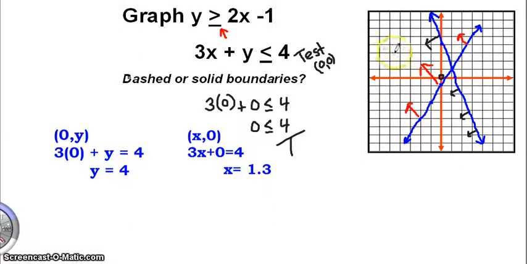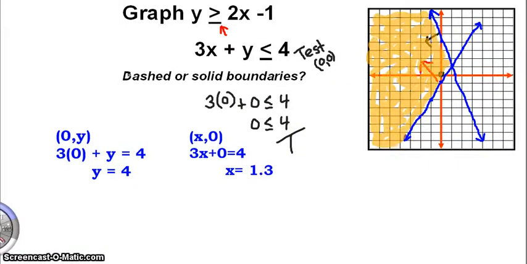So what I'm interested in is right here where the shading overlaps together. So here's what the shading looks like when it comes together. And that's the overlapping shading. So this portion right here where the shading comes together, this is the solution to your system of linear inequalities. And so that is what you are looking for. So very carefully see where your shading overlaps. I like my directional arrows. Shade where your overlapping is. And that is your solution.